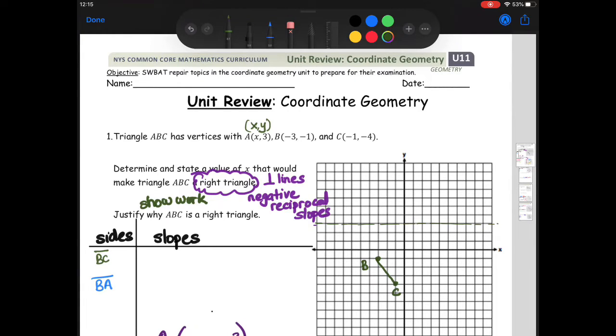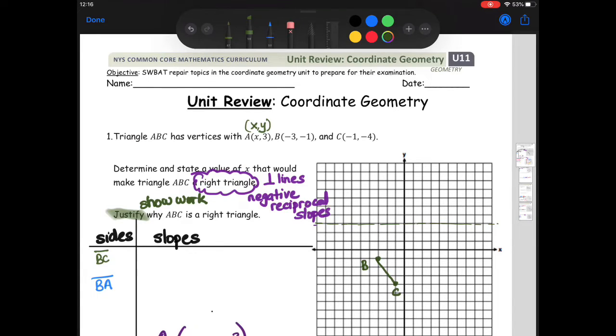Now it says determine and state a value of x. So we want to find an x that would make this triangle ABC a right triangle. So again, right triangle means the lines are going to be perpendicular, and how do I find perpendicular lines? Negative reciprocal slopes, right? So justify why ABC is a right triangle. Justify means show work. That's what justification means, show work. So this word justify means show work, okay?